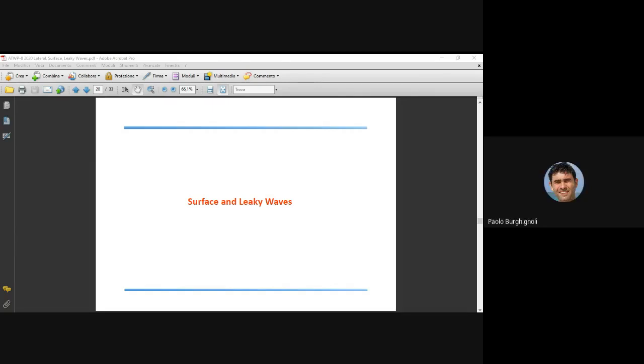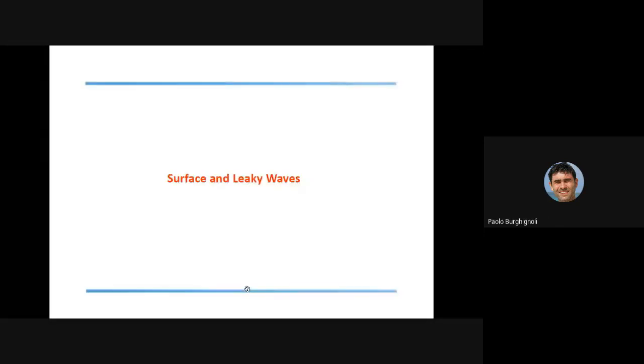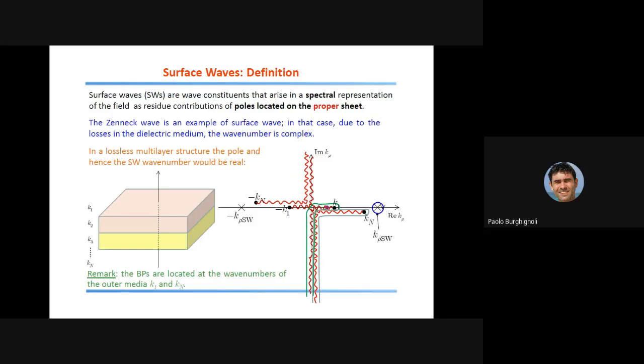Yes. Okay, thanks. Now let us say something about surface and leaky waves. Consider now a generalized multi-layer structure, like the one represented here, in which there is an upper medium, half infinite, semi-infinite with wave number k1. Then there is a slab with wave number k2 and another slab with wave number k3. And then finally another semi-infinite medium with wave number kn.